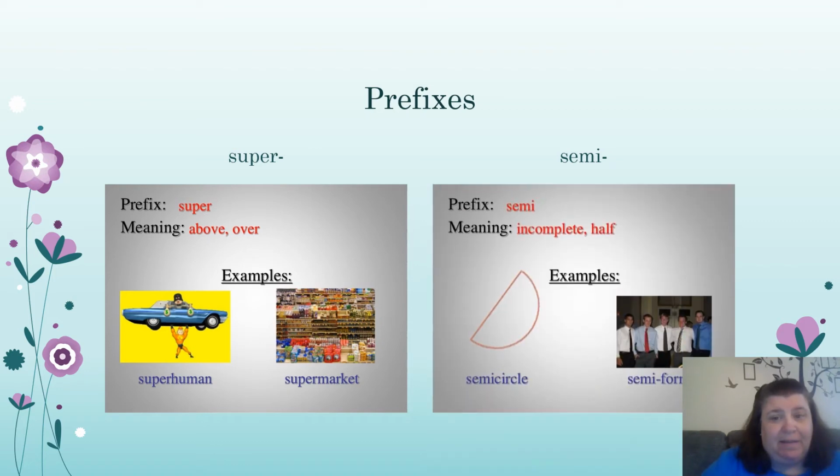Semi, which means incomplete or half. We have a semicircle, which is half of a circle or an incomplete circle. We have semi-formal, which means it's not quite formal. It's just kind of in the middle. It's halfway. It's incomplete.